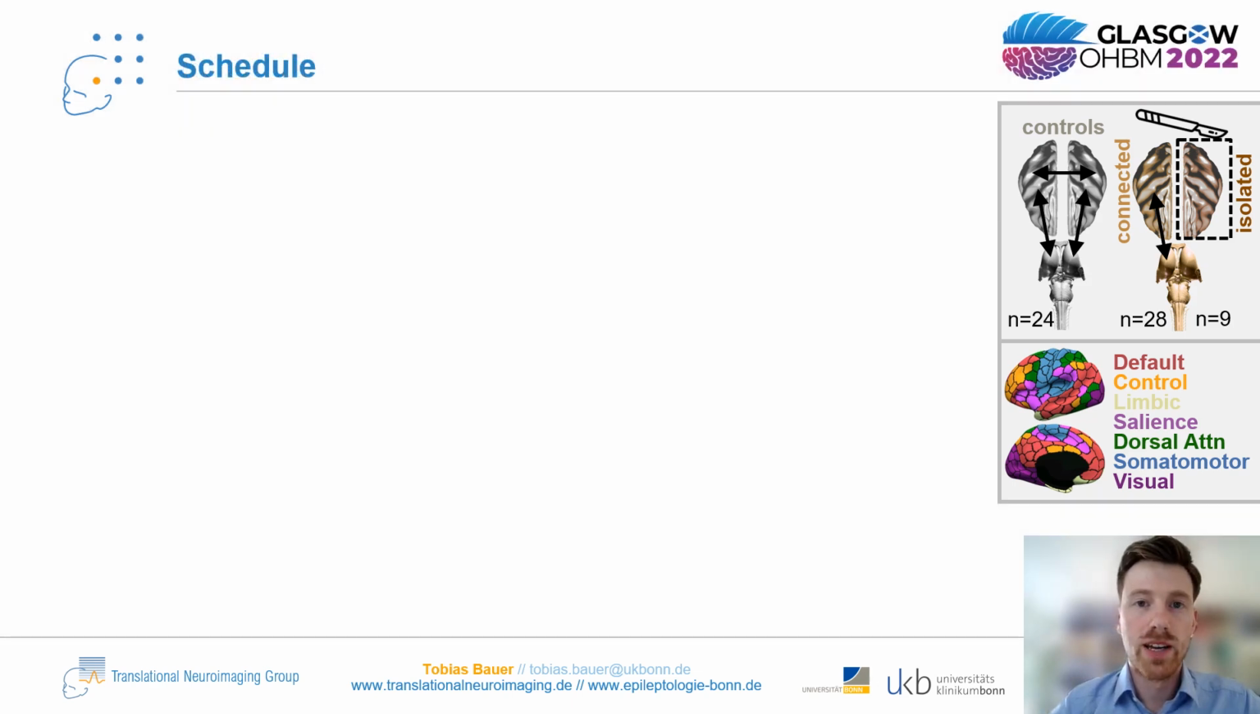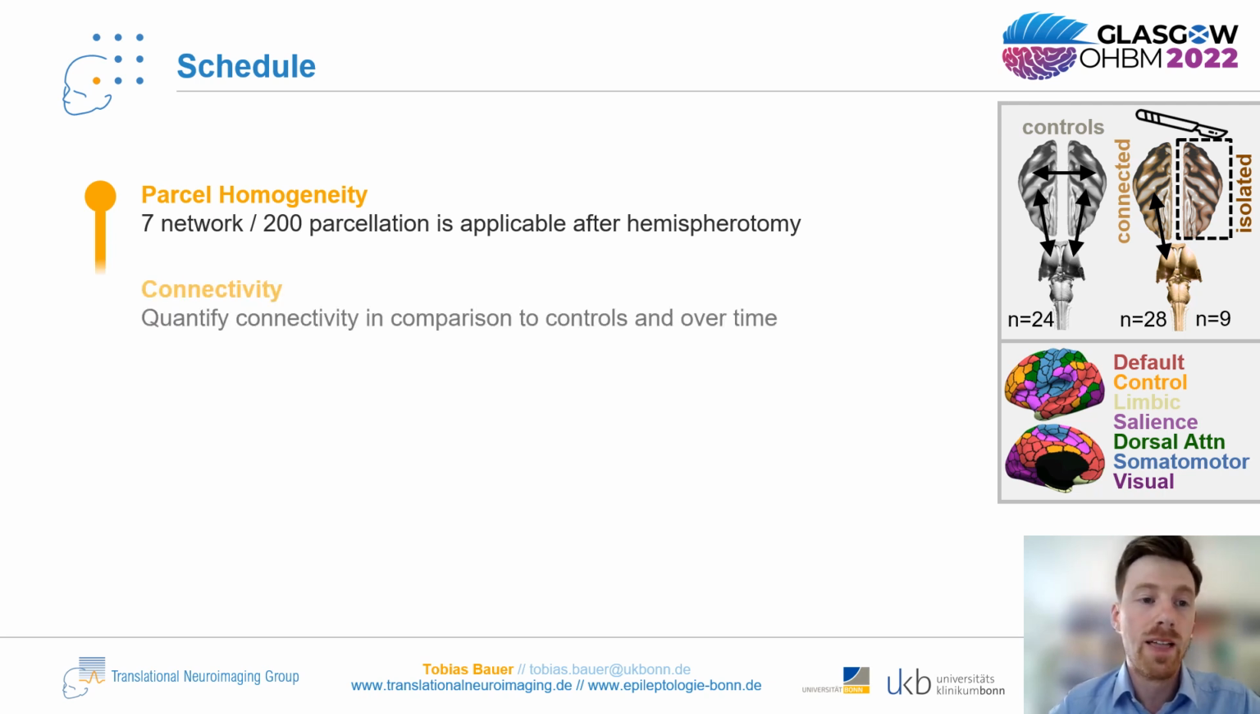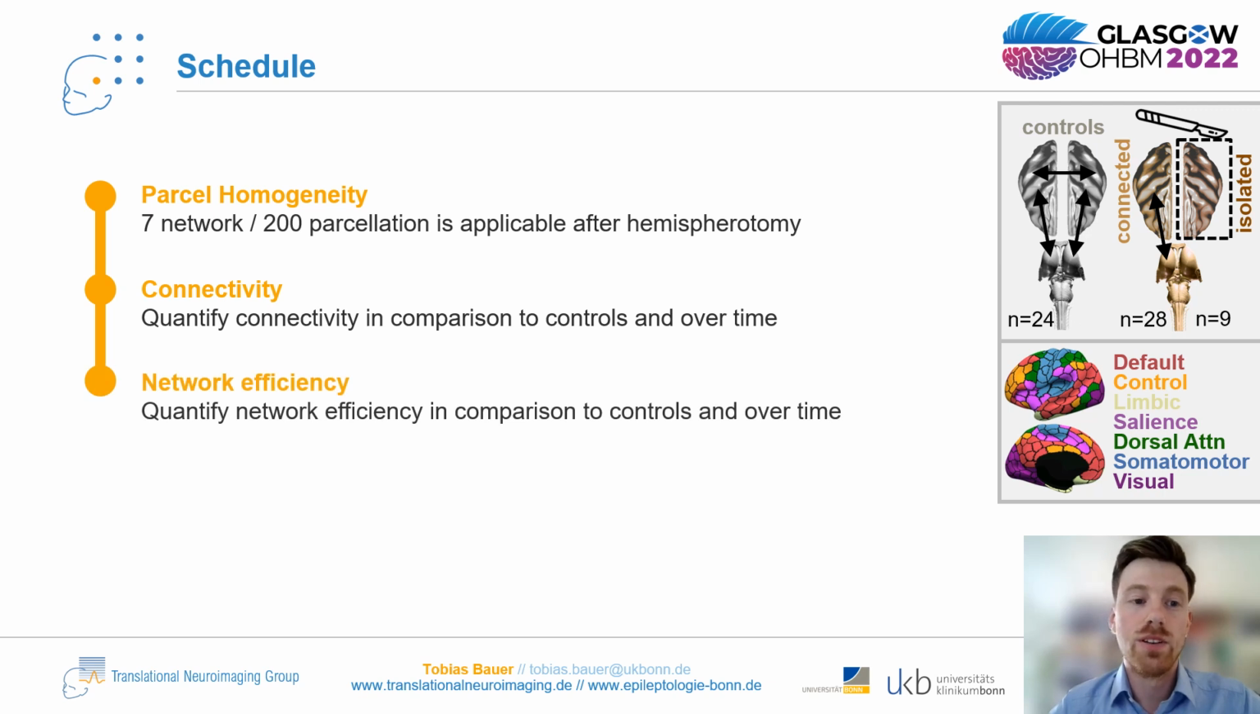We performed our analysis in 3 steps, basically, that I will guide you through now. First of all, we proved the parcel homogeneity to show that this parcellation into 7 networks and 200 parcels is even applicable after hemispherotomy. Next, we quantified the connectivity between parcels in comparison to controls and also longitudinally over time. And as a third step, we quantified network efficiency in comparison to controls and also over time. And basically, we will come to our conclusions that we draw from this.